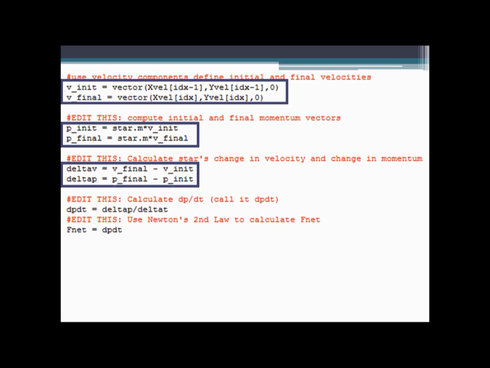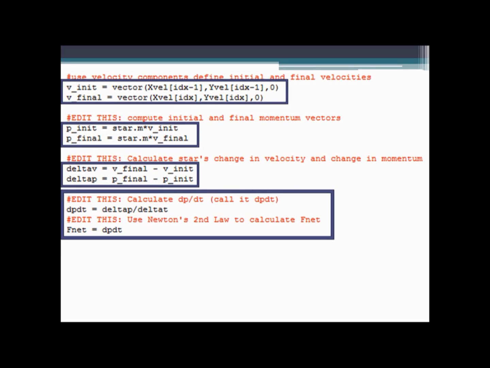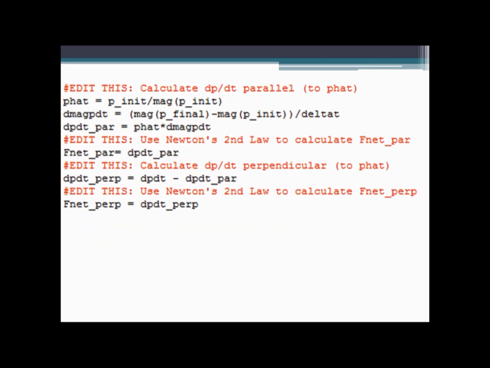Next, we find the initial and final momentum by multiplying the star's mass and the initial and final velocities. From these values, we are able to calculate the change in velocity and the change in momentum, which are delta V and delta P. From Newton's second law, we know that net force is the change in momentum over the change in time, and these lines of code here calculate the net force.